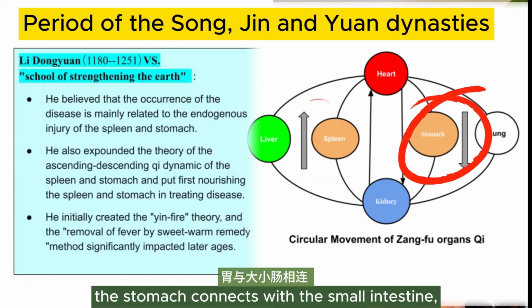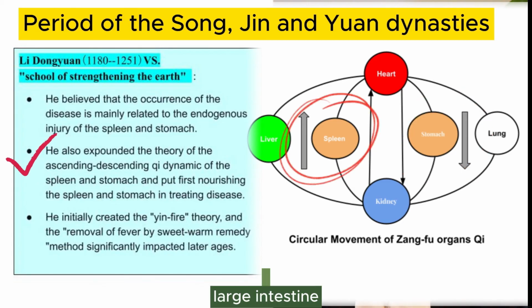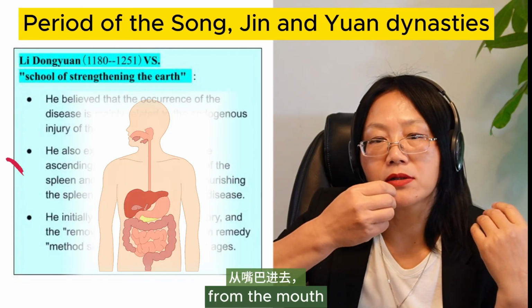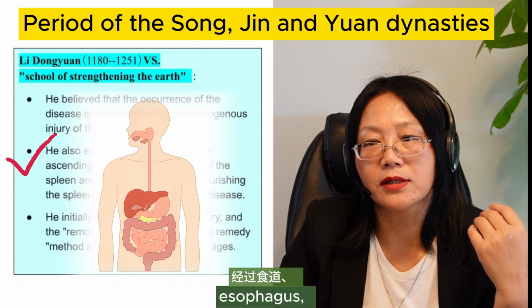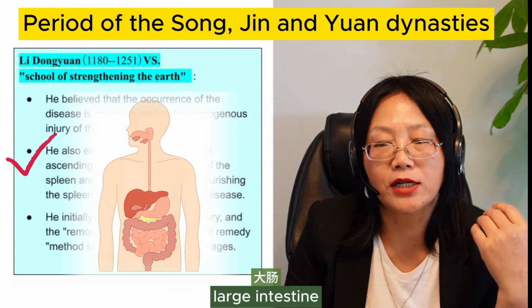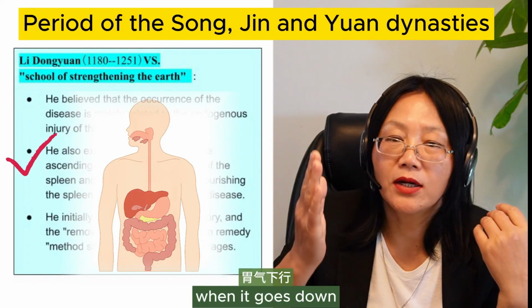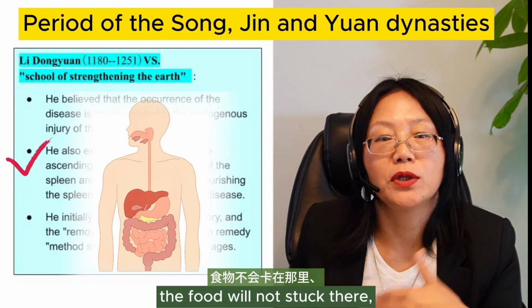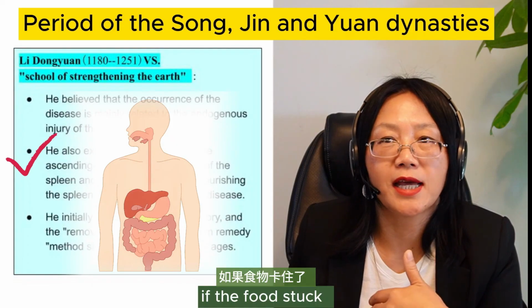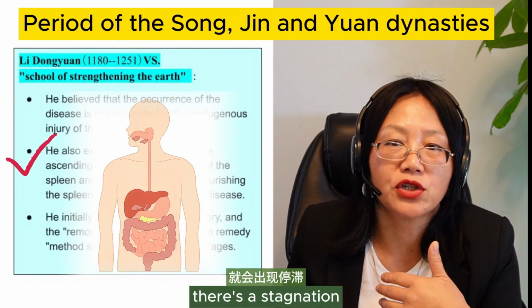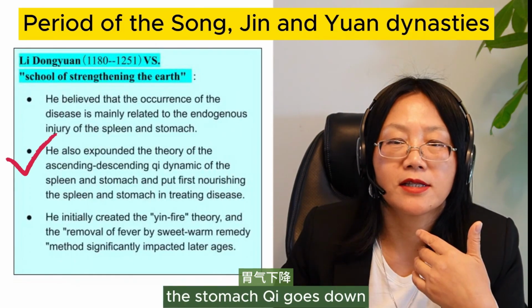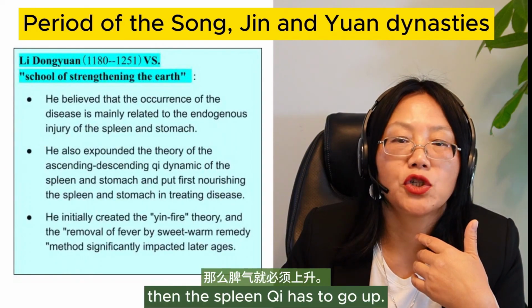Stomach qi will connect with the small intestine, large intestine. Food goes in from the mouth, esophagus, and then goes to the small intestine, large intestine, and out of the body. It has to go down. When it goes down, the food will not get stuck there. If the food gets stuck somewhere, there's a stagnation. By common sense, stomach qi goes down, then the spleen qi has to go up.